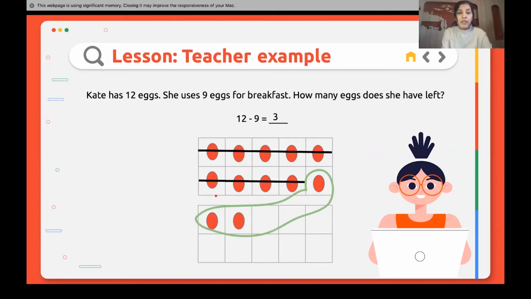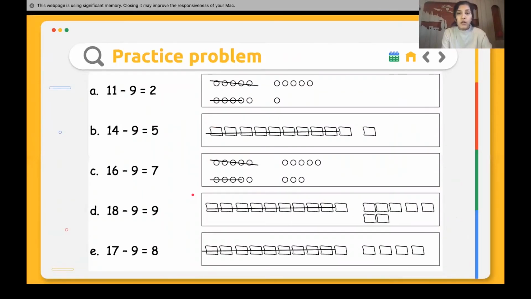Now let's go ahead and do some practice ones. So this one, it's matching them. So right here we have the equations. So we have 11 minus 9 equals 2, and 14 minus 9 equals 5, and so on and so forth. So I have all of these, right? And on this side, right here, with the drawings, is the drawn version of it.